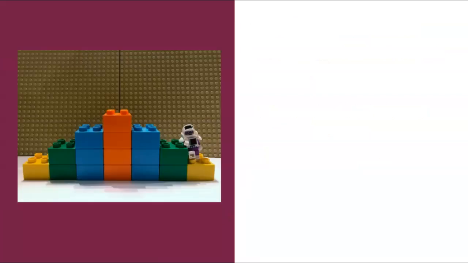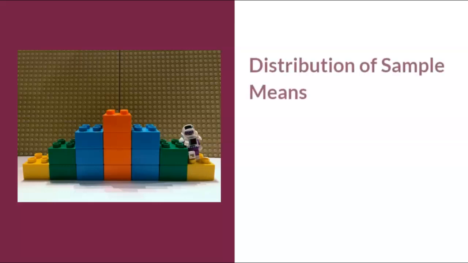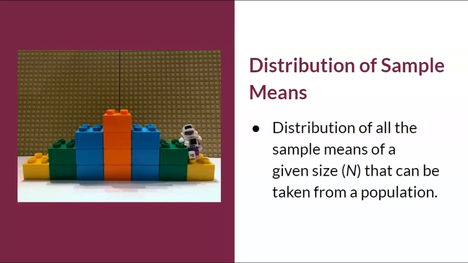For this video, I've used the term distribution of means. Actually, there's several different terms that can be used. We can say distribution of means, or distribution of sample means, or a sampling distribution. Either way, it all has the same definition. A distribution of all the sample means of a given size n that can be taken from a population. Whew, that's a hefty definition.